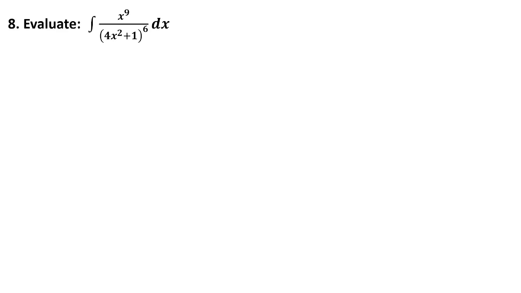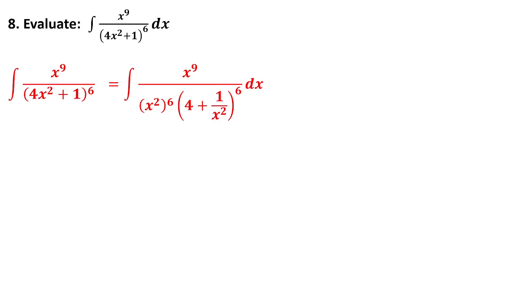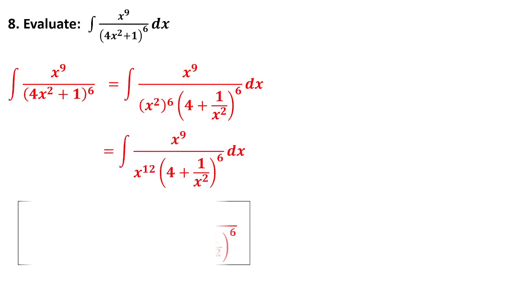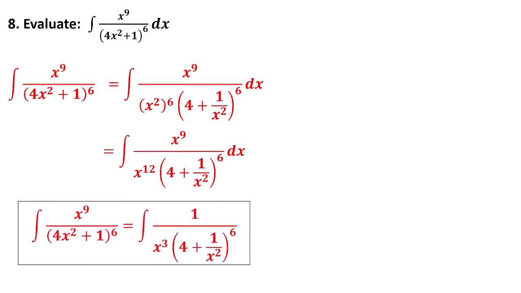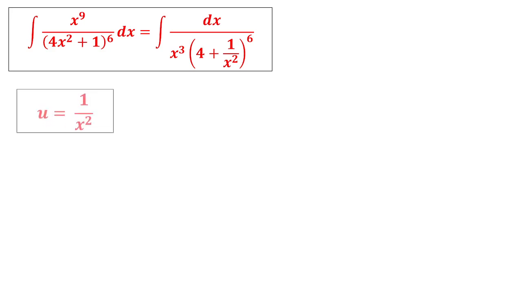Integral of x power 9 by (4x square plus 1) whole power 6, into dx. Now here, we have to be a little bit careful. No substitution works out over here. Now let us try it like this. Let us take x square outside from the denominator. It will become (x square) whole power 6 into (4 plus 1 upon x square). Now what is that x square whole power 6? It is x power 12. It will get cancelled with x power 9, and you will get 1 upon x cube into (4 plus 1 by x square) to the power 6. Now we can visualize it like this.